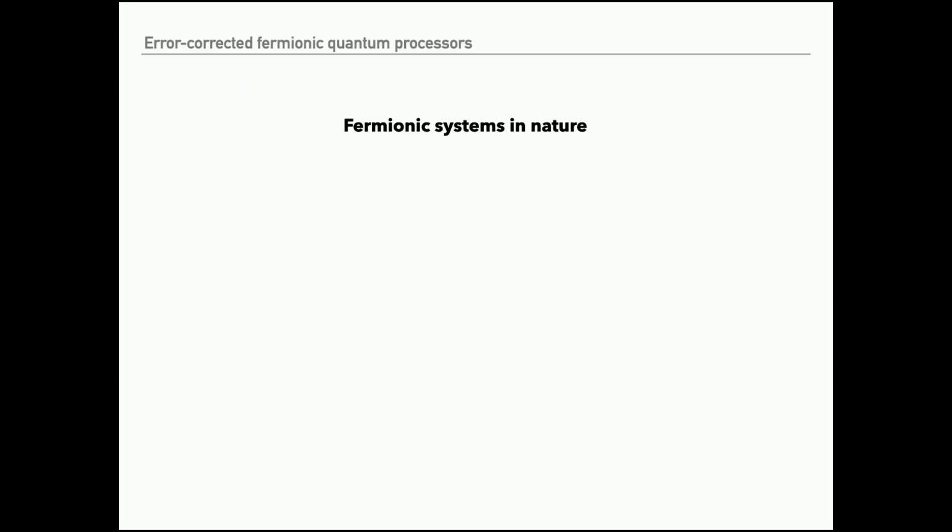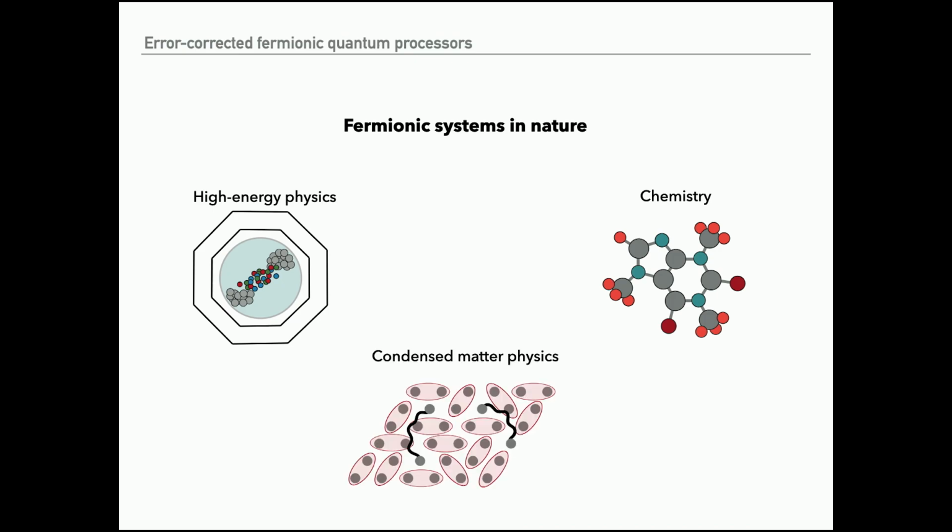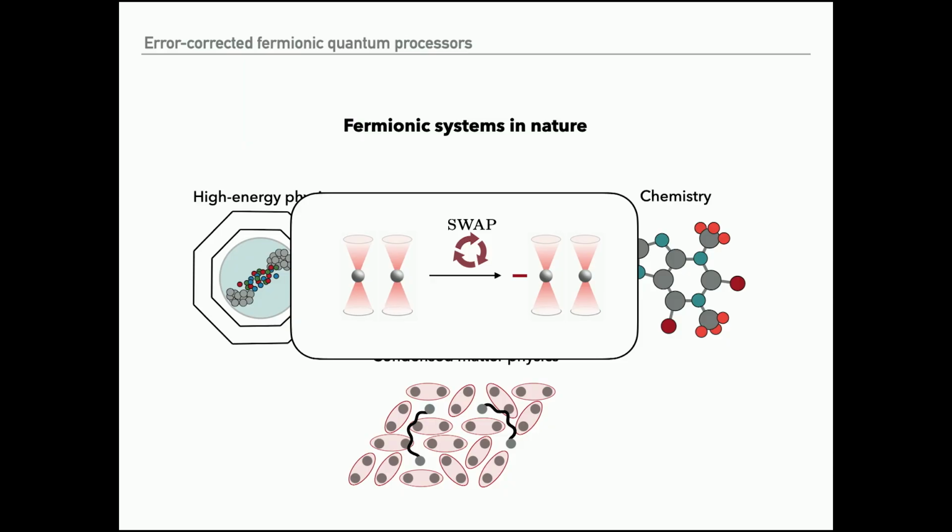OK, why fermions? As you know, there are a lot of fermionic systems in nature. And we've heard these days about some very interesting examples. There's high energy physics, where fundamental particles are inherently fermionic. In quantum chemistry, of course, we have fermionic electrons. And also in condensed matter systems, there are strongly correlated electron systems.